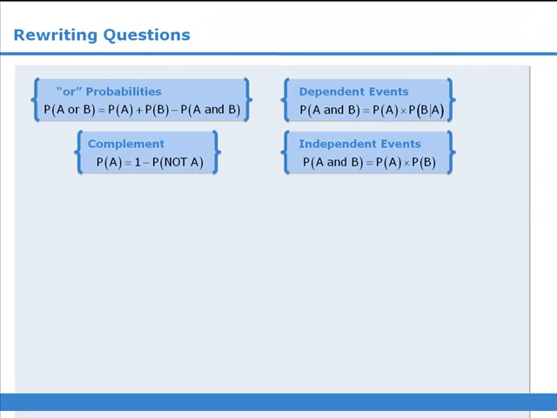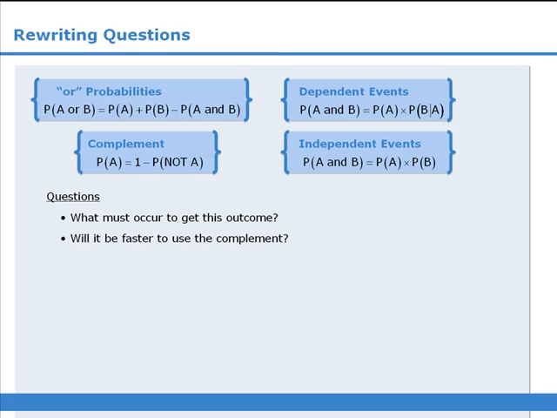Now in this lesson, we examine some of the questions you should be asking in order to take probability questions and break them down into their most basic components. These questions include, what must occur to get this outcome? Will it be faster to use the complement? Are the events mutually exclusive? And are the events independent?